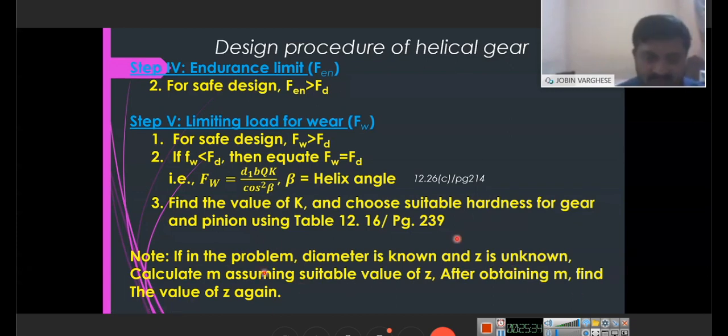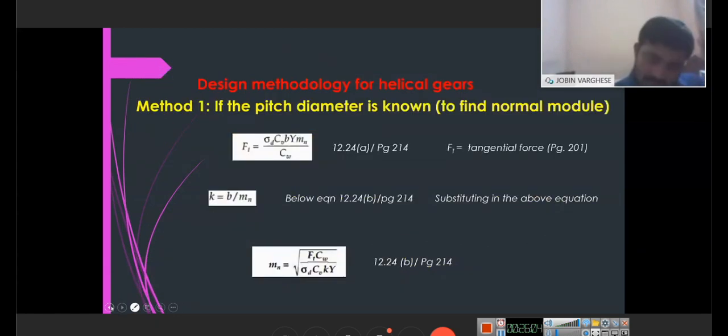That means we will assume initially the value of M for calculating the other things, and then redesign. We are doing different types of iterations, and finally we check whether the strength is greater than or less than the permissible stress. If it's greater than, obviously we have to reiterate. If it's less than, we don't want to reiterate. And this is the design procedure.